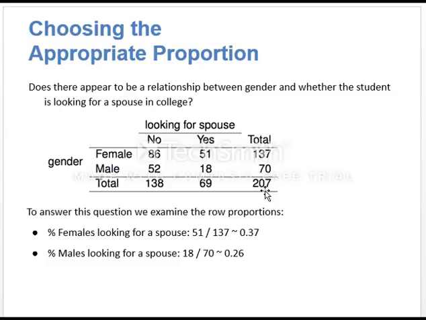So it's important to identify the part and the whole. So here the part is spouse and the whole is females. And so you put your part in the numerator and your whole in the denominator. Similarly, the percentage of males looking for a spouse would be 18 over 70. So your part is whether or not they're looking for a spouse. Your whole is the male population.